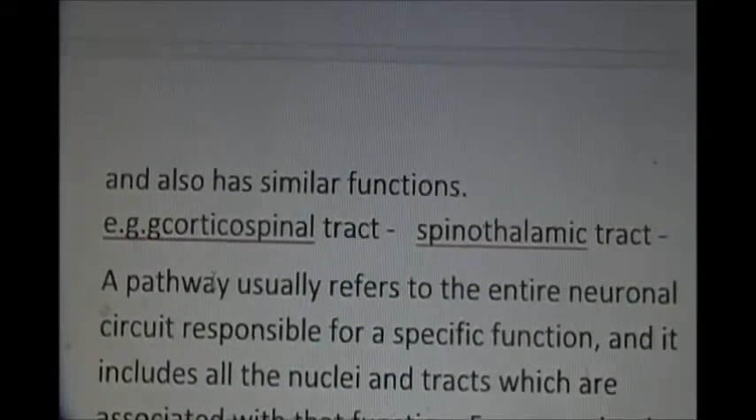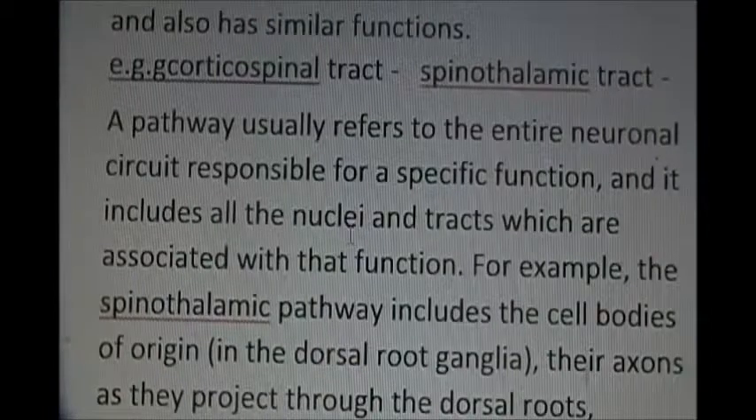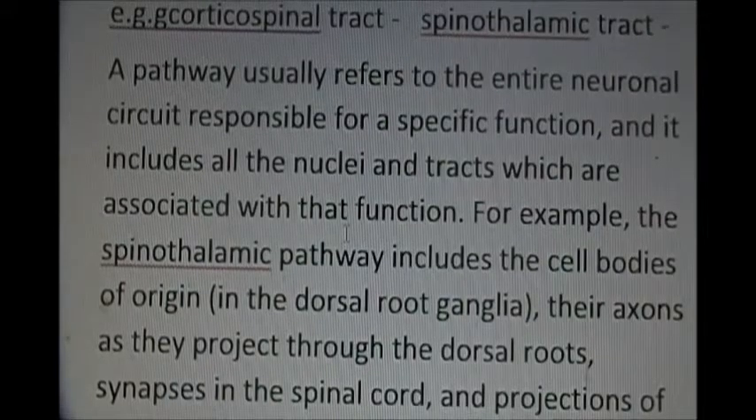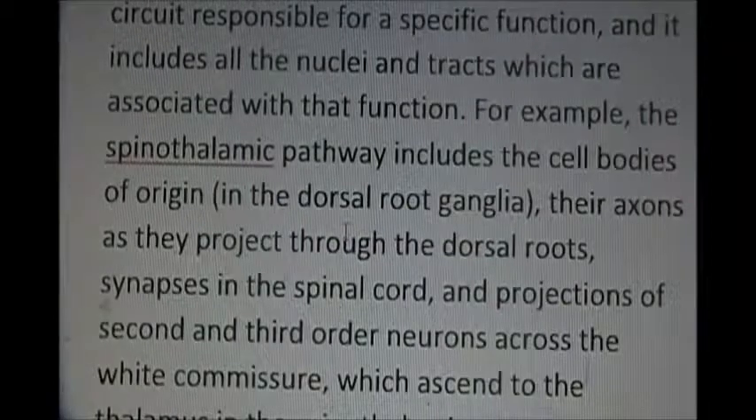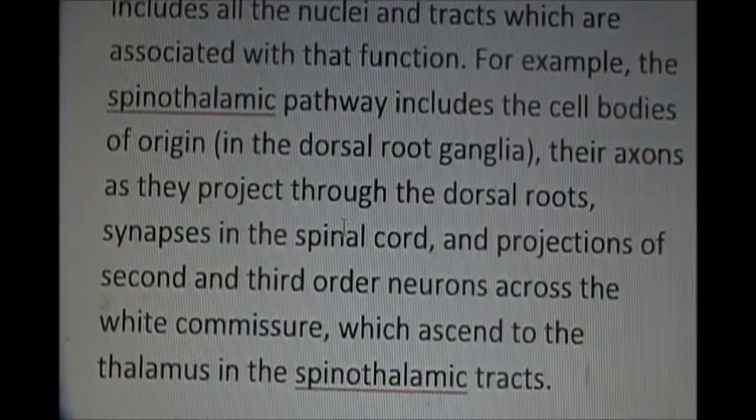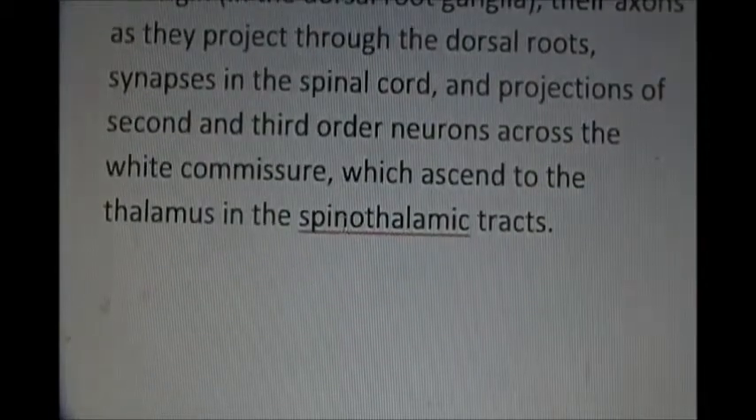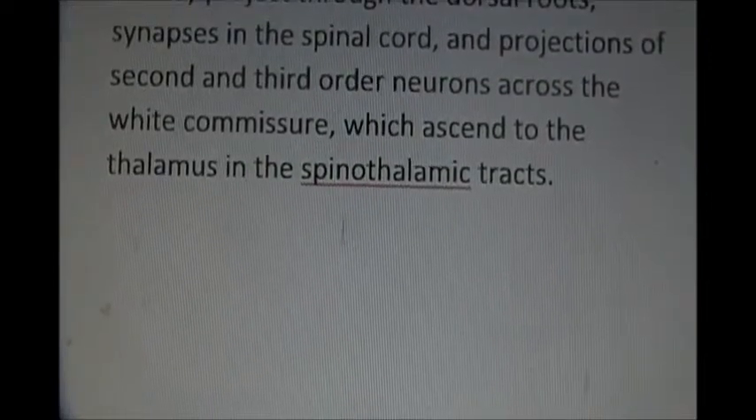What is a pathway? A pathway refers to the entire neuronal circuit responsible for a specific function, and that includes the nuclei and tracts which are associated with the function. For example, the spinothalamic pathway includes the cell bodies of origin, the dorsal root ganglia, their axons as they project through the dorsal root, synapse in the spinal cord, and projection of the second and third order neurons across the white commissure which ascend to the thalamus, and that is the spinothalamic tract to the end.